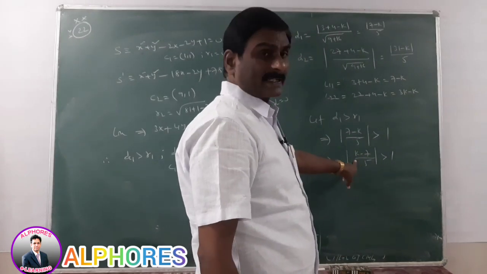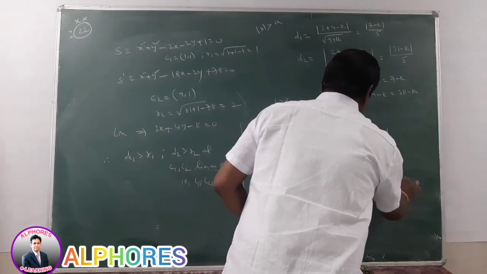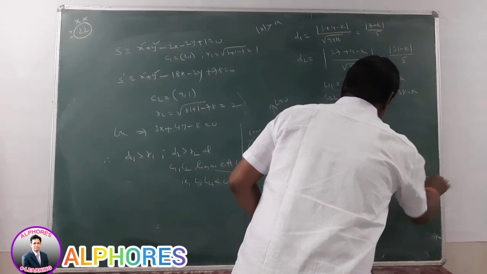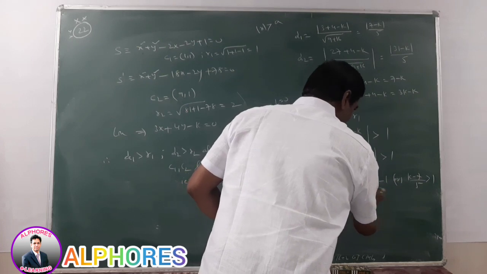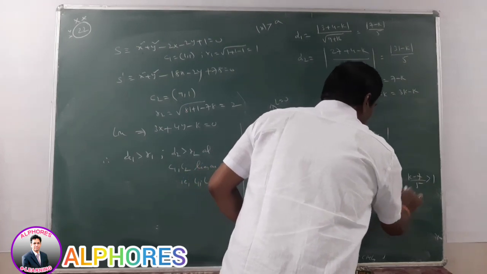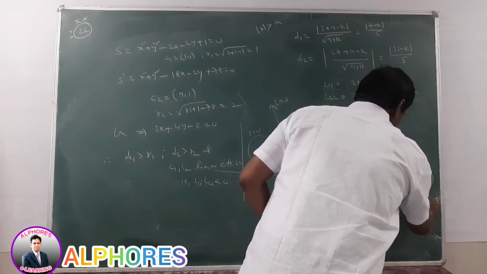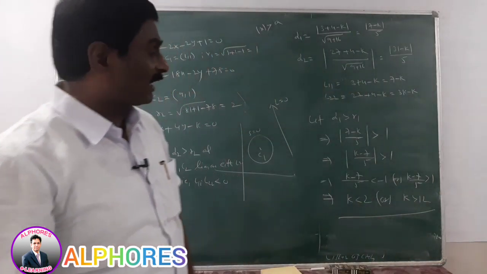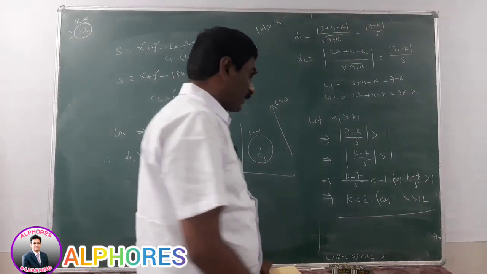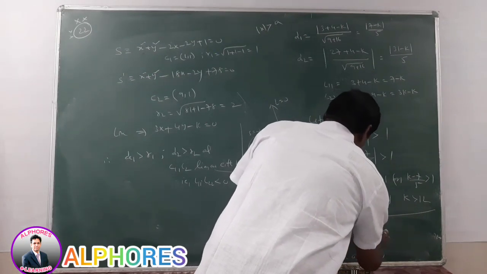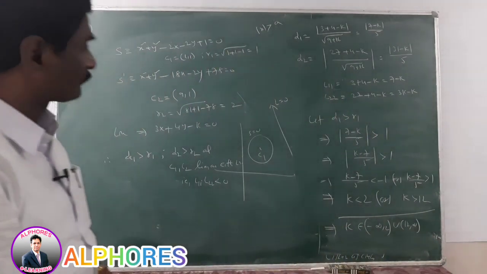Mod x is equal to mod minus x. Okay. So k minus 7 by 5 is less than minus 1 or k minus 7 by 5 is greater than 1. That means k minus 7 less than minus 5, so k less than minus 5 plus 7, which is 2, or k minus 7 greater than 5, so k greater than 7 plus 5, which is 12. In case 1, k is less than 2 or k greater than 12. First note that point. That means k belongs to minus infinity to 2 union 12 to infinity. Okay, now next.